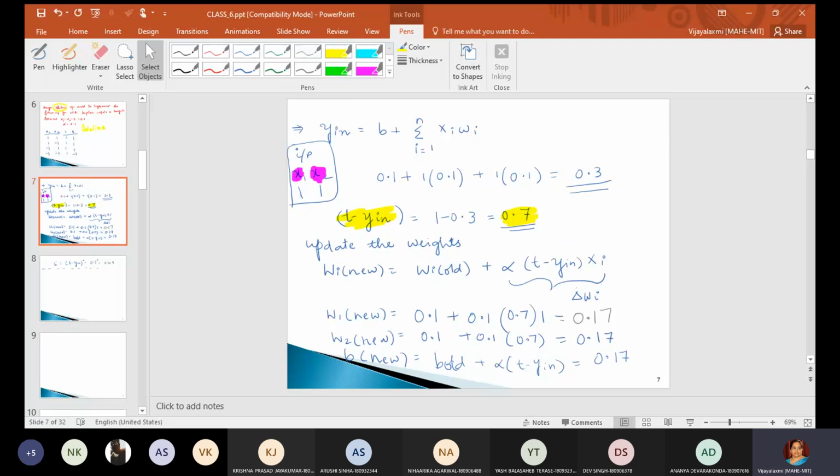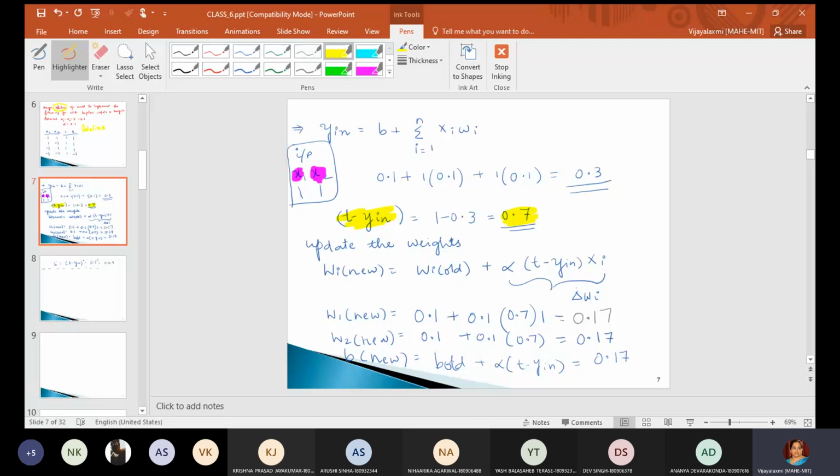After that, the first part is you calculate the y in, how we used to do earlier. Calculate y in. Then the second step is calculate t minus y in. Then for these corresponding values, you update the weights based on this expression. Update the weights and even the bias value also you calculate. So this is first step, first epoch, first input.